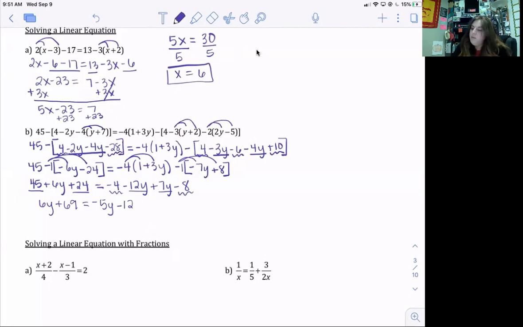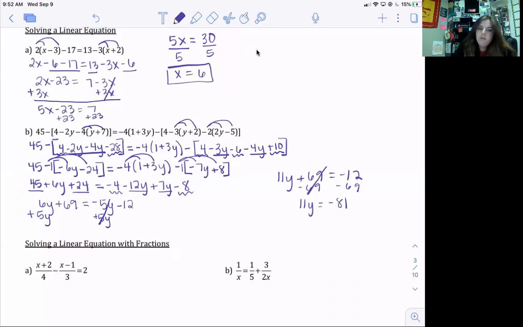Okay, so if we go ahead and move our variables to the left, I'm going to add 5y because it's negative, and 6y plus 5y gives us 11y plus 69 equals negative 12. Now I'm going to subtract the 69 from the right-hand side. So we have 11y equals negative 81. Divide both sides by 11.